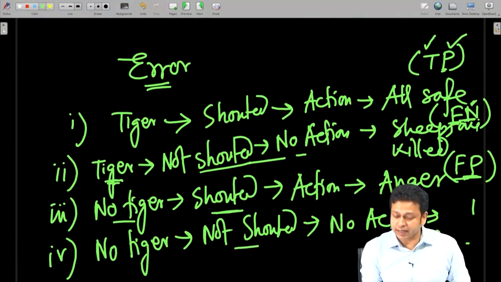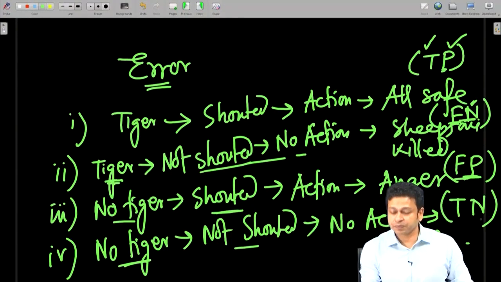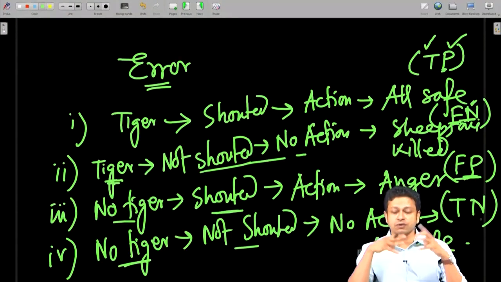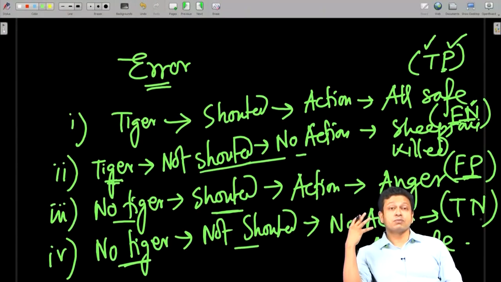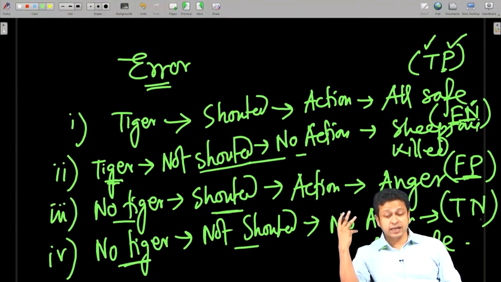Whereas in the final case there was no shout. So, the action is negative and there is no tiger, the premise is correct. There was no tiger, so that is why the boy did not shout. So, we call it true negative. This is something we need to conceptualize: what is a true positive, what is a false negative, what is a false positive, and what is a true negative.